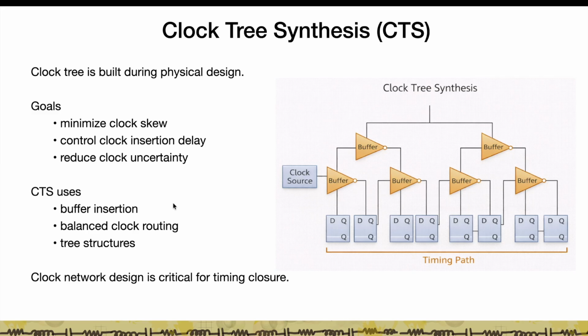Getting CTS right is one of the most consequential steps in timing closure. A poorly balanced clock tree can leave some parts of the chip with a large positive skew and others with a large negative skew, creating setup violations in one region and hold violations in another simultaneously.